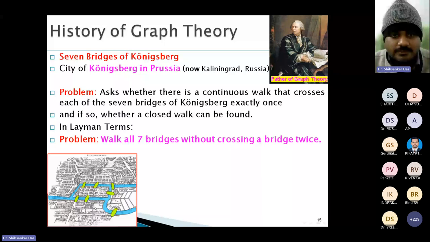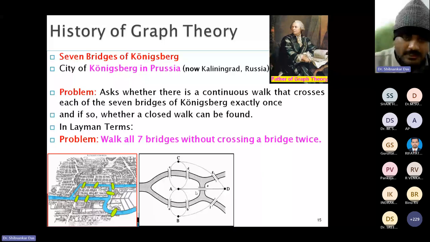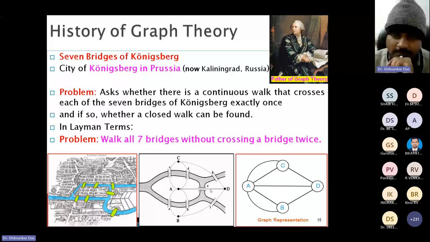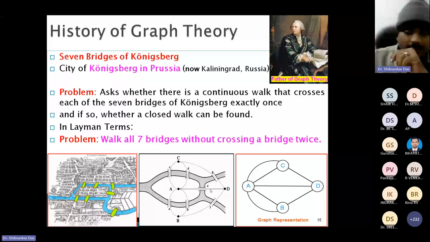So Euler took some time and converted this picture into this form. This is the river, and these are the bridges. He has taken a vertex for each land area and joined them by an edge or arc where bridges are. So this picture reduces to a graph and can be represented in this form.